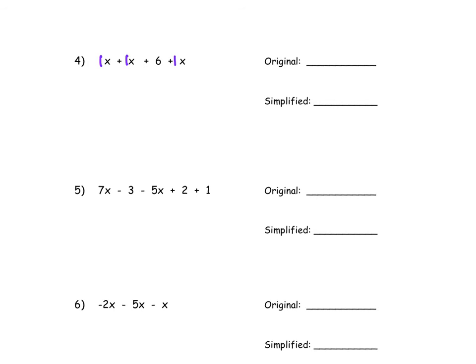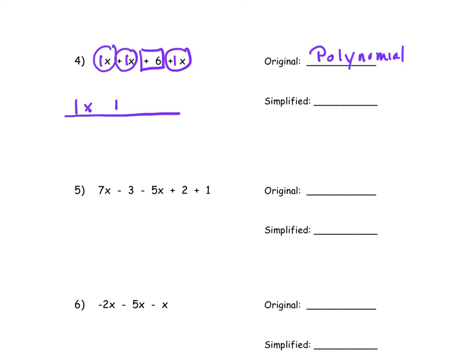And now would you name what type of polynomial this original is? If you said polynomial, you are correct. There's 1, 2, 3, and 4 terms. What do you think we should gather up on this first line? So we would gather up our x terms. And so this is what should be gathered up on the first line. And the second line would be our constant of 6.